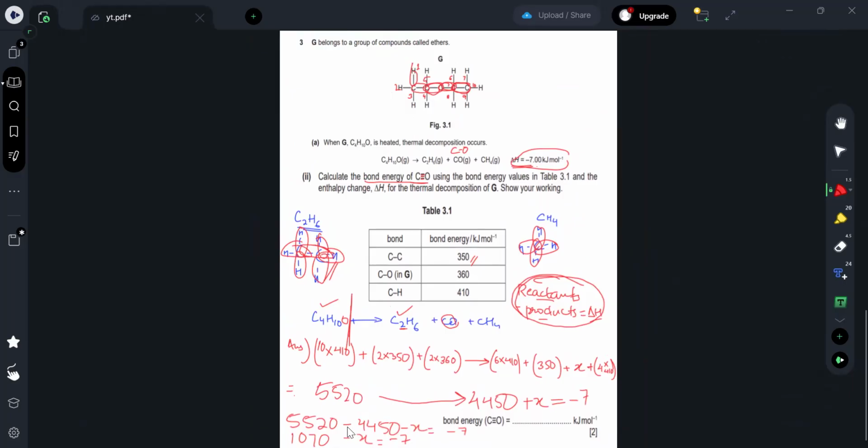When we need to find x, we bring it over: 1070 plus 7 is equal to x. So our x is going to be 1077.